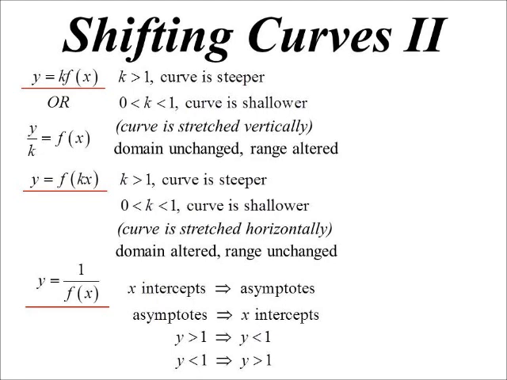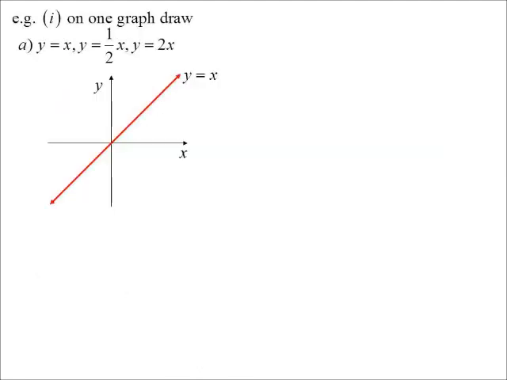But if the original y value is greater than 1, turn it upside down, it'll become less than 1, and vice versa. The original one was less than 1, it'll become greater than 1. So knowing where the y value of 1 is on these curves is very important. So on one graph, we're going to draw these 3 different ones. We'll start with a straight line, because we know what these look like, but it'll allow us to illustrate the idea. So if I draw y equals x, there's y equals x.